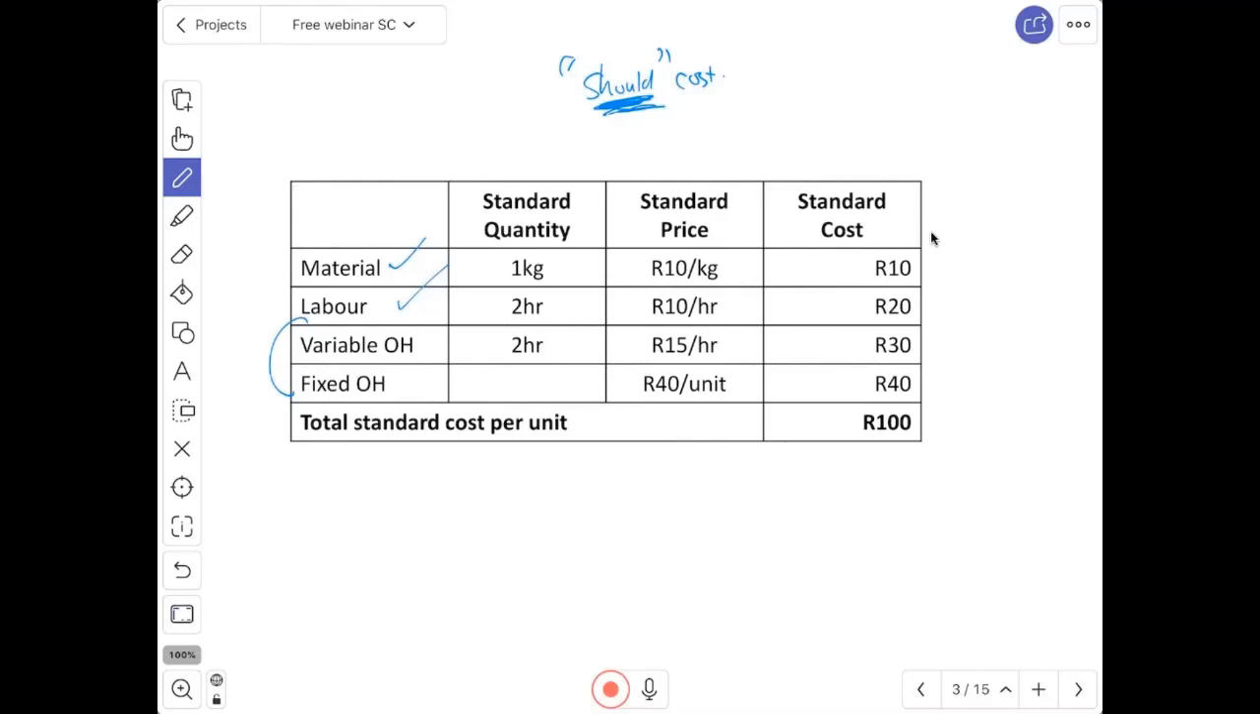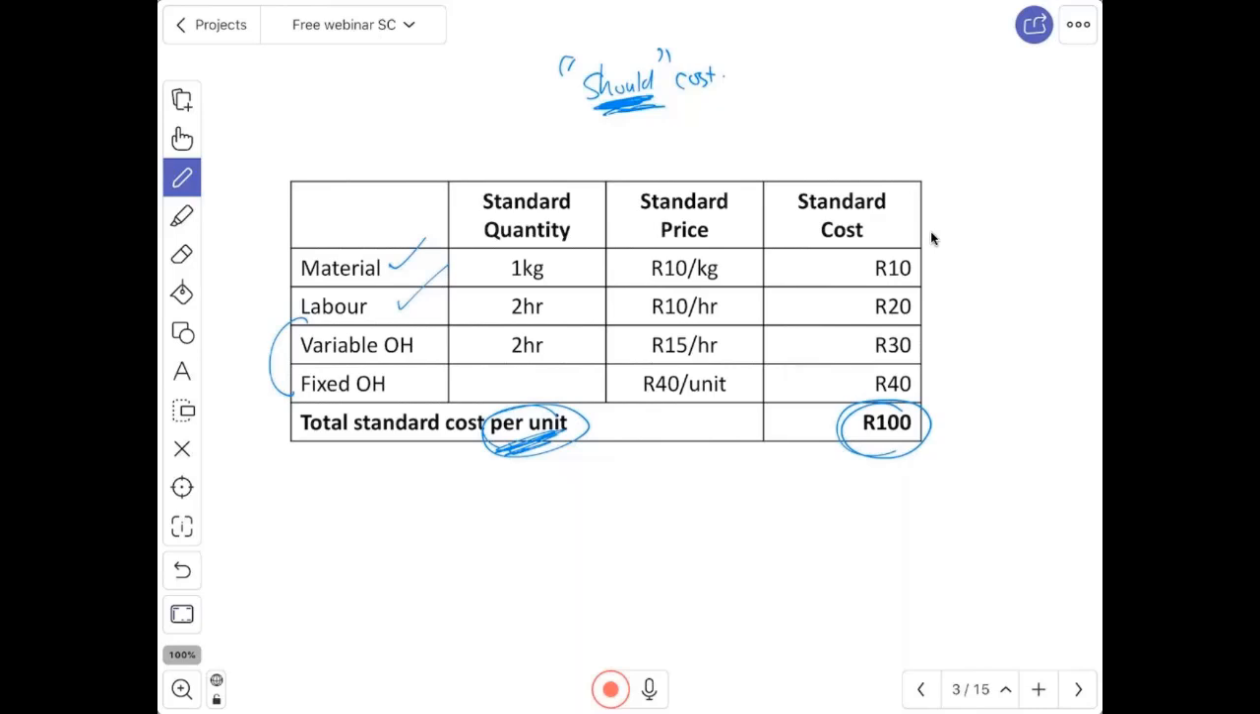Now the standard cost, in this case, is 100 Rand per unit. So remember, are we working per unit, per kilogram, per hour? There are so many different measures that can confuse us in a standard costing question. So be very careful and read very carefully. Often students fail questions because they didn't read carefully enough. It's not because they don't understand, they didn't read carefully enough.